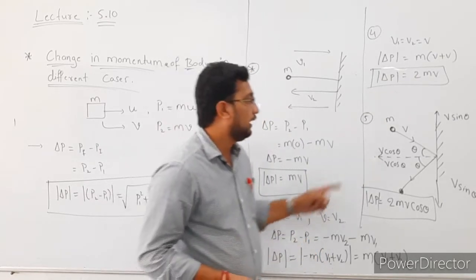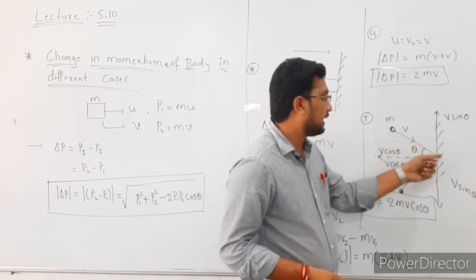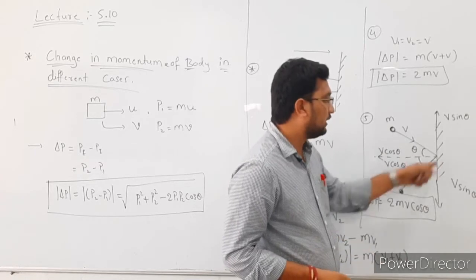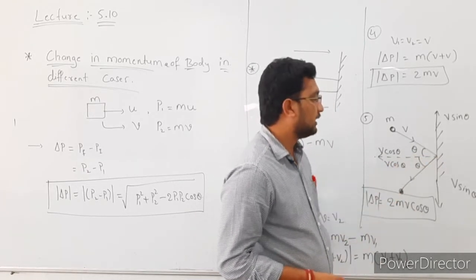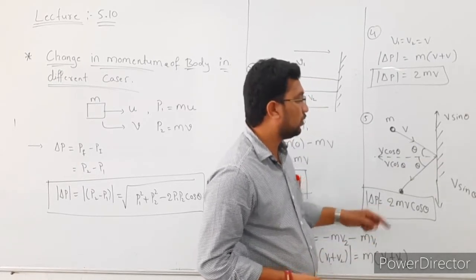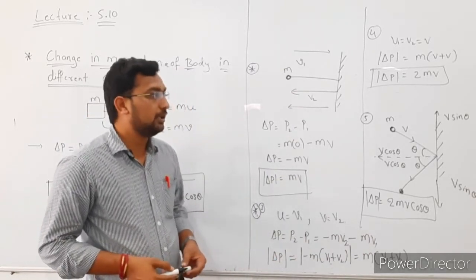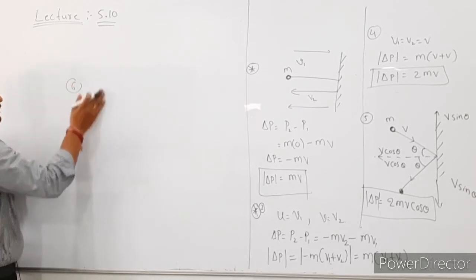The next one: the body of mass m is moving with the velocity v, and it makes an angle theta with respect to the normal. After collision that body is moving with the same speed, then the change in momentum of that body is equal to 2 into m into v cos theta. So 2 into m into v cos theta. See here the next one, the sixth case.